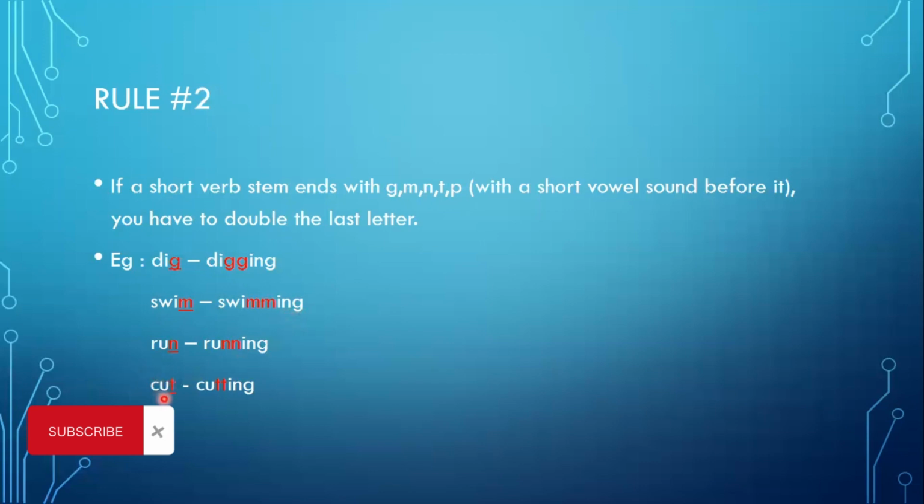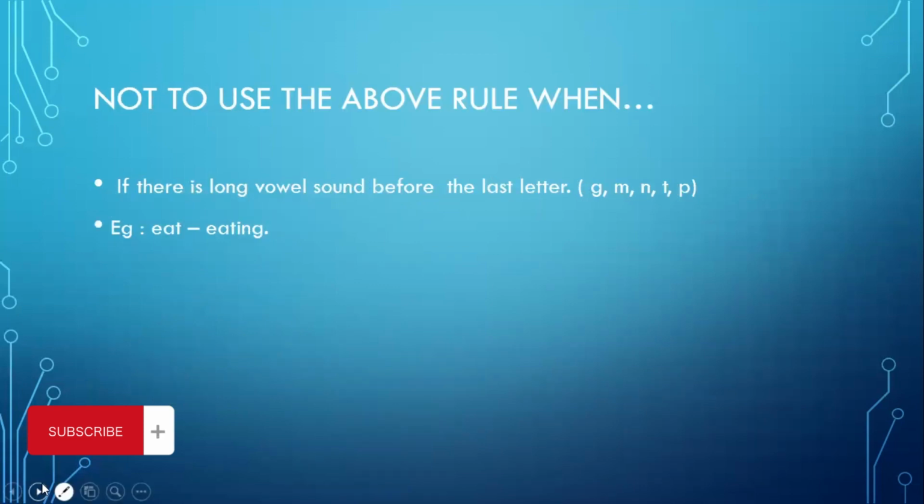Run, cut, also the same. So there's a rule like this. You cannot use this rule all the time. I'm going to teach when you cannot use this rule also. Though the verb stems end with G, M, N, T, P, if there is a long vowel sound before the last letter, you cannot use this rule. You cannot double the last letter.